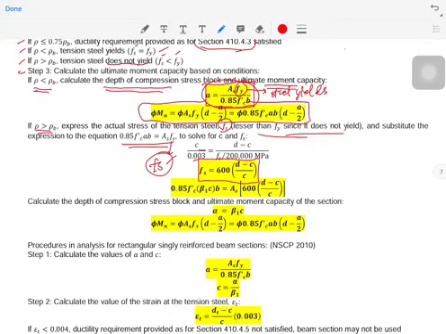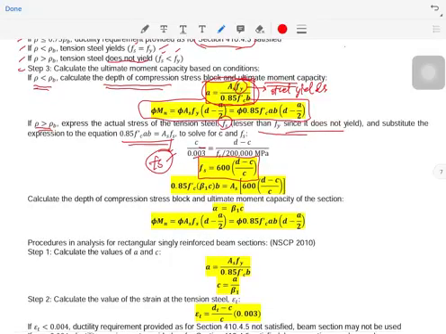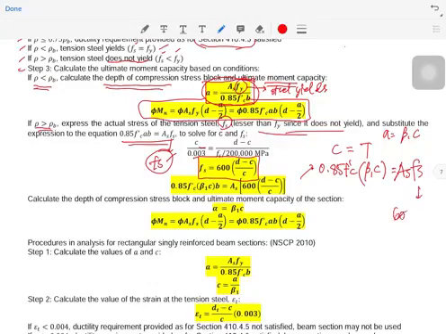Then your formula now would be C is equal to T, so this is 0.85 f'c. Instead of using a, you should substitute it with beta 1 times c, because take note that a is equal to beta 1 times c. Then this is equal to As, and instead of using fy, you will be using fs, wherein fs is 600 times d minus c over c. So you will be getting a value of c here.